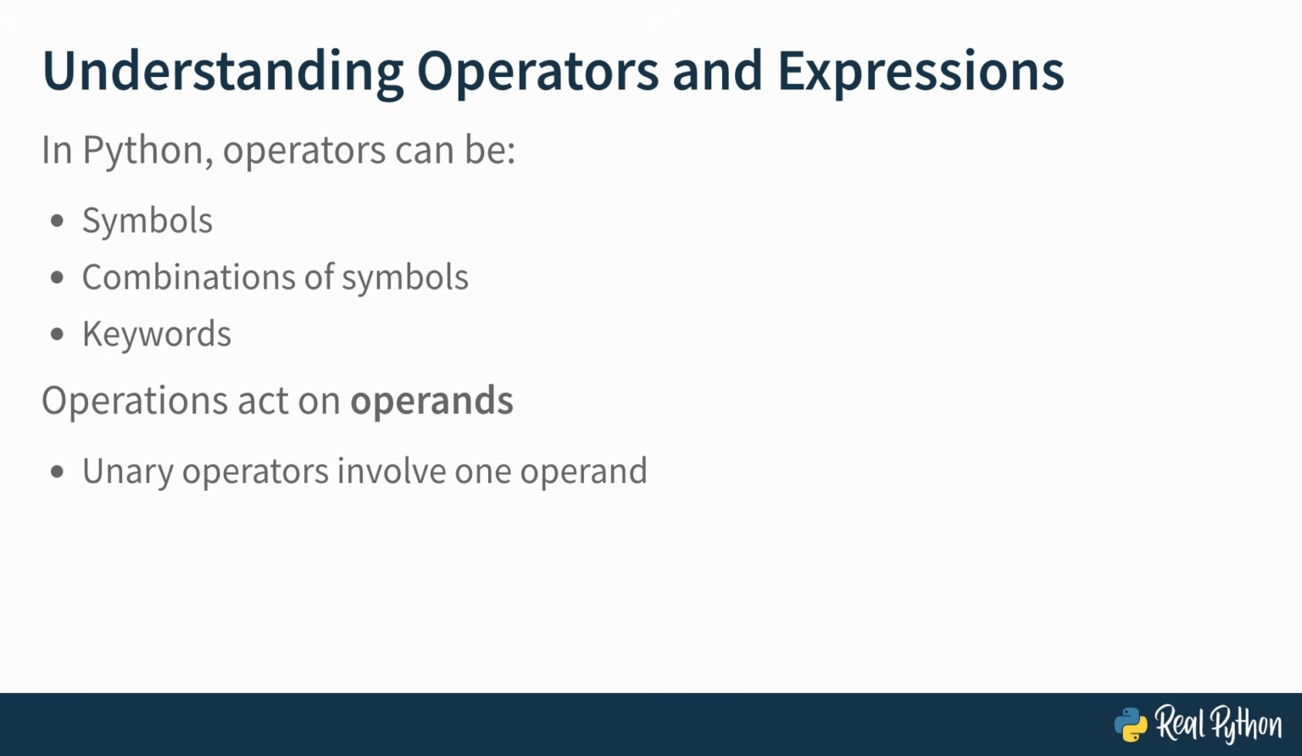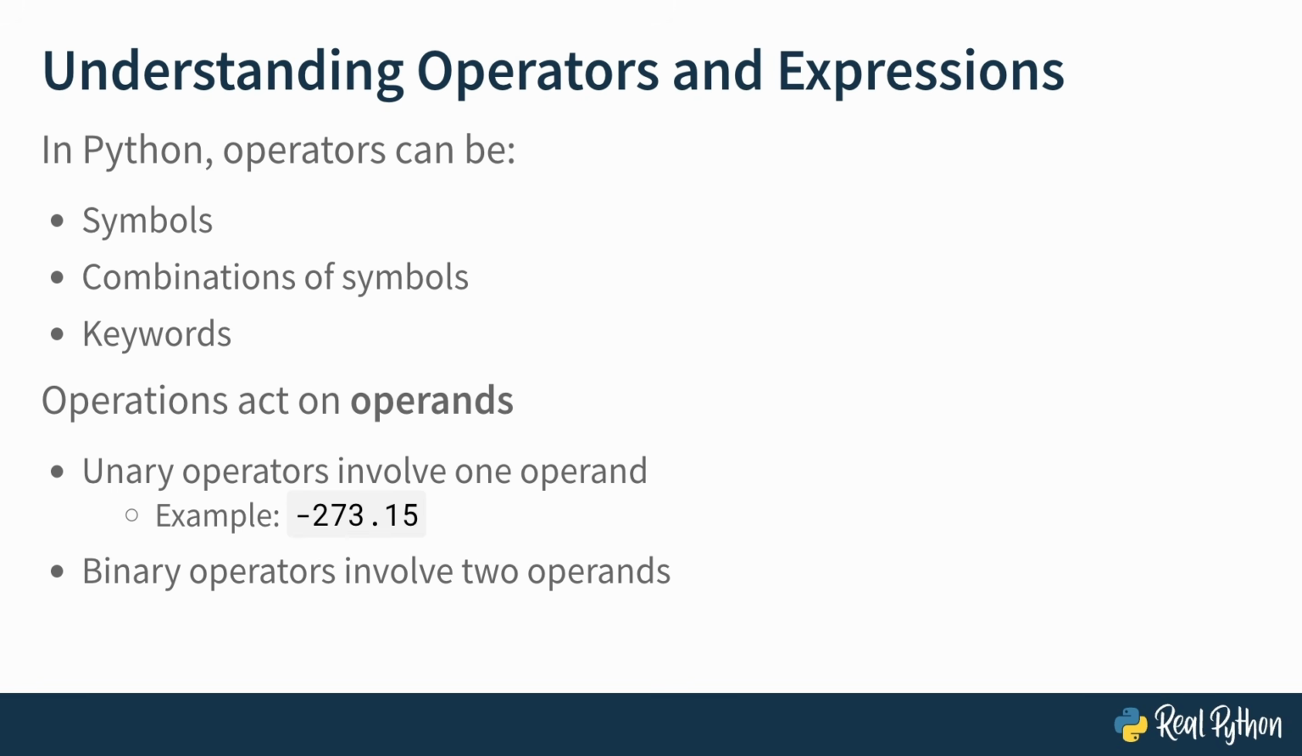We have special names for operators based on how many operands they work with. You can have unary operators, which involve one operand. For example, in -273.15, the minus symbol is acting as the negation operator, taking in one operand. There's also binary operators involving two operands. In 8 - 4, the subtraction operator now involves both 8 and 4. There's also something called the ternary operator, which works on, well, 3 operands, but more on that in a later lesson.